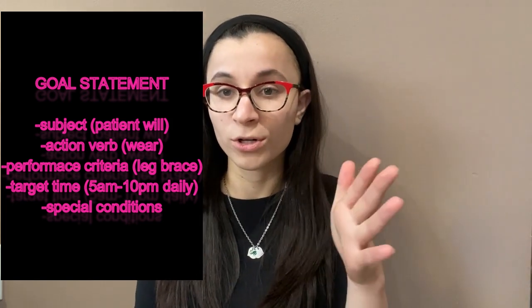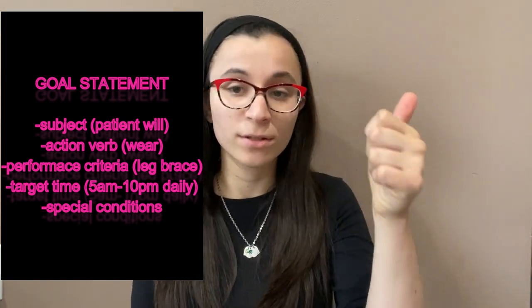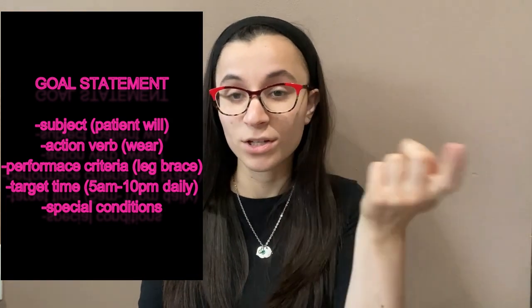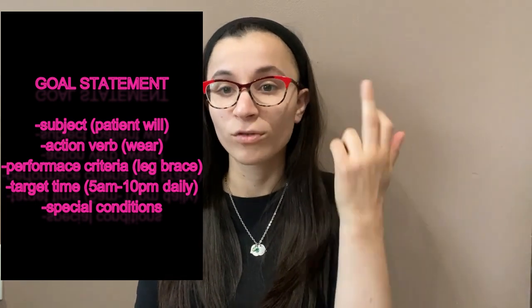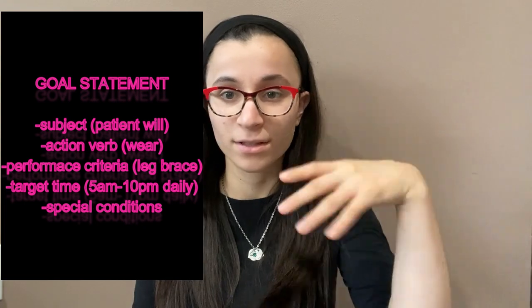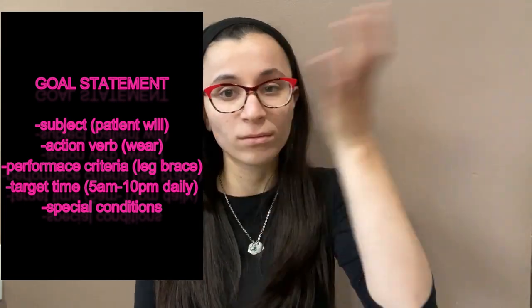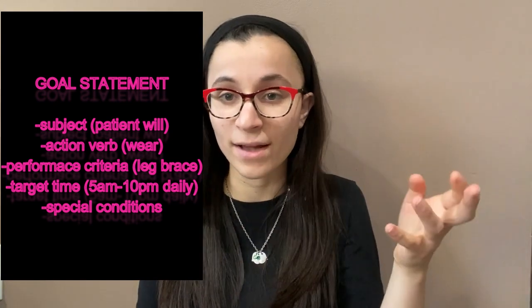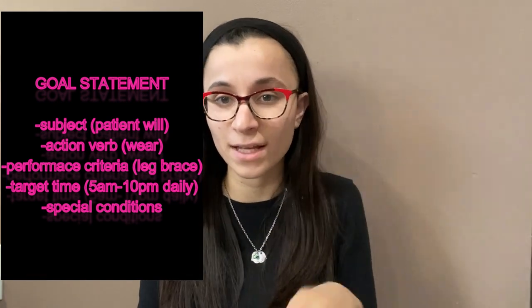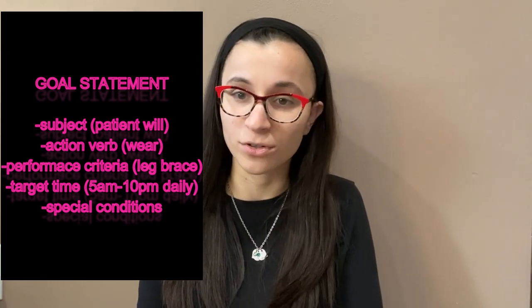So components of a goal statement include the subject, which is usually the patient; the action verb, what are they going to do, walk, talk, etc.; the performance criteria, what is it? The leg brace. They're going to wear the leg brace, walk, whatever. Target time, when are they doing this? Every morning from this time to this time, every day for 5 days, whatever they're doing. And then you could add on your special conditions.